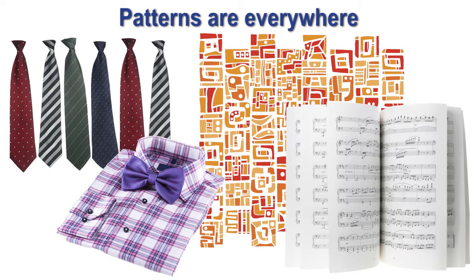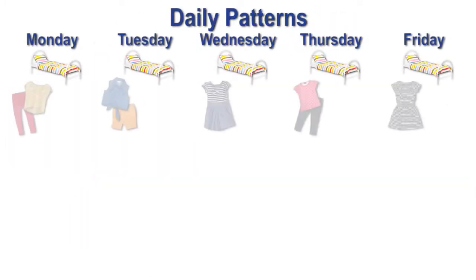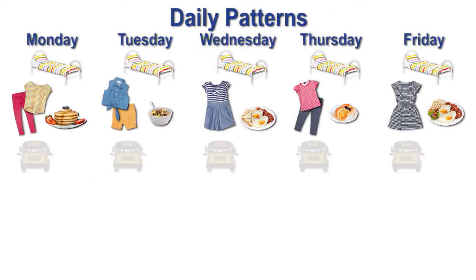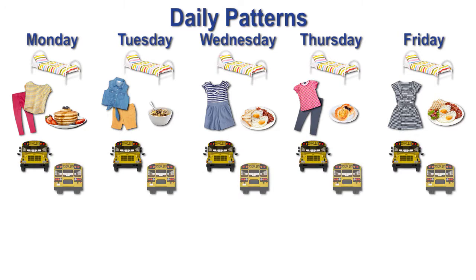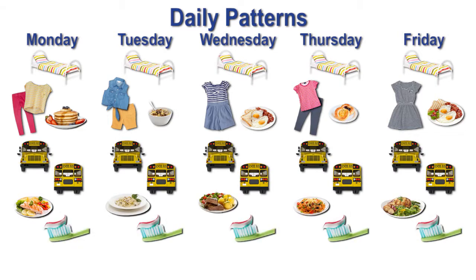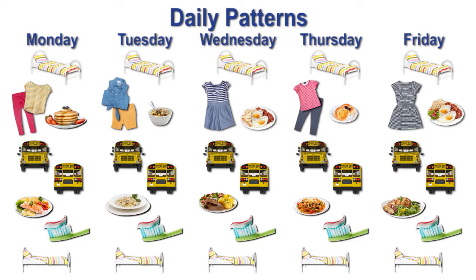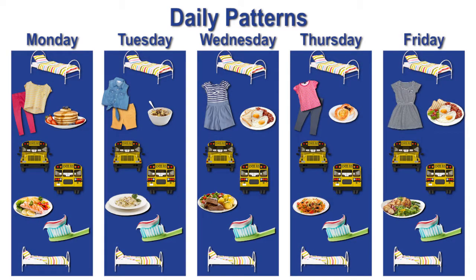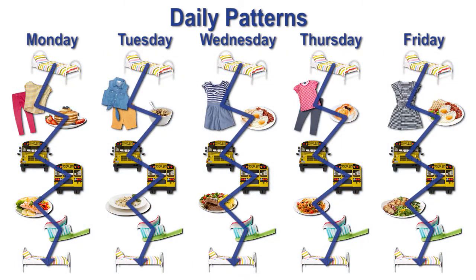For example, many students have a basic daily pattern that may include waking up, getting dressed, eating breakfast, going to school, going home, eating dinner, getting ready for bed, and going to sleep. It is a repeating pattern if it is repeated over and over again. The core of the pattern is the way in which it repeats.